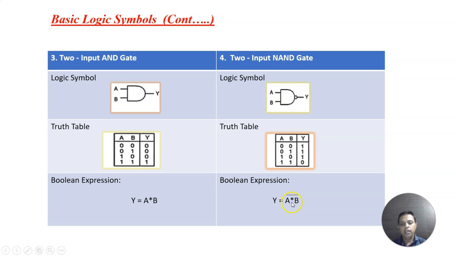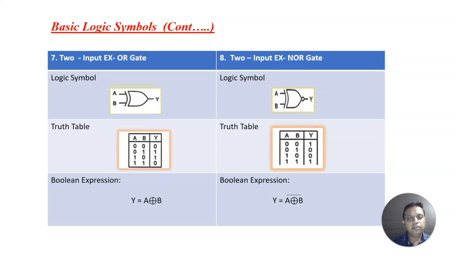What is the Boolean expression for this two input NAND gate? Y equal to (A into B) bar, or it is also called Y equal to (A into B) complement. The truth table is exactly the opposite of the AND gate. Just replace zeros by ones and ones by zeros. So this is the truth table of two input NAND gate. Let us move forward.